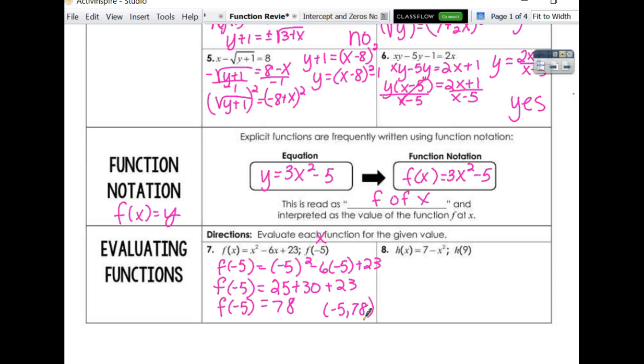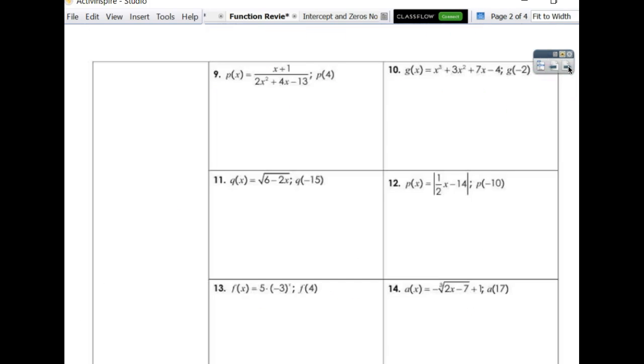So if I put 9 in the next one, nine squared is 81, so 7 minus 81 gives me negative 74. Any questions? Okay, do number 9.